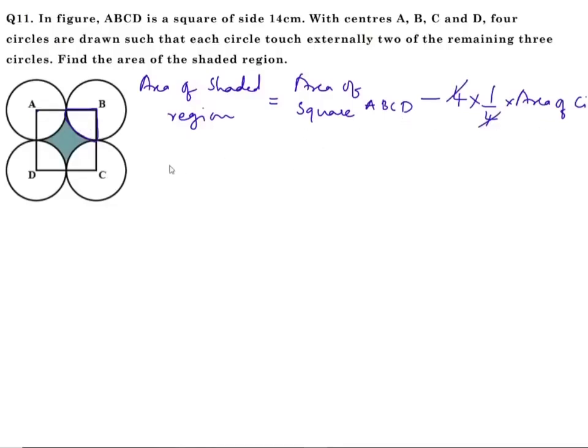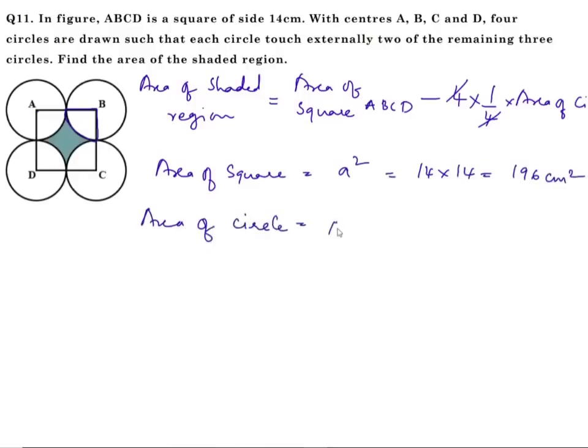What is area of square? Area of square equals length into length, that is a square. What is the length of AB? 14. 14 into 14 is what? 196 centimeter square. Now what is area of circle?